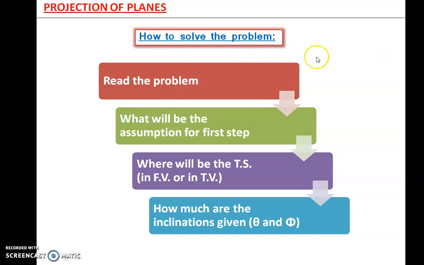Now how to solve the problem. So once the problem is given to you, it is default that without reading you cannot go to the next step. So read the problem carefully, identify what are the various conditions given to you, what are the various angles, and mark those things in your mind. Then ask the question: what will be the assumption for the first step?